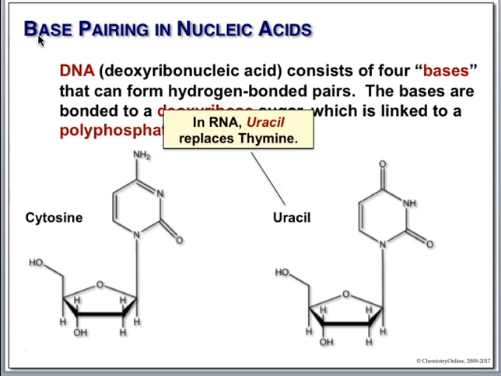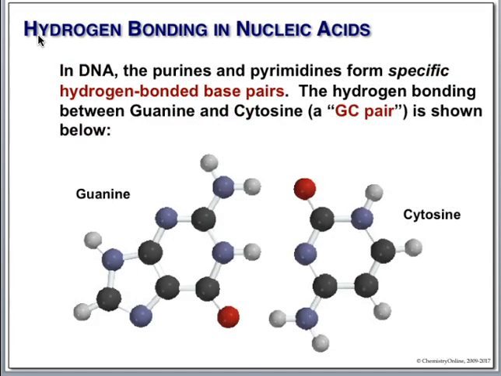So we have these four players. They can bond this way, pair up, and they're designed so that they can form hydrogen bonds. Here's one from an NH to an oxygen, NH to a nitrogen, and an NH to an oxygen. These three hydrogen bonds form. That's how a guanine knows that it's next to a cytosine. That's how we do the duplication, the replication of DNA and even RNA using this sort of base pairing.